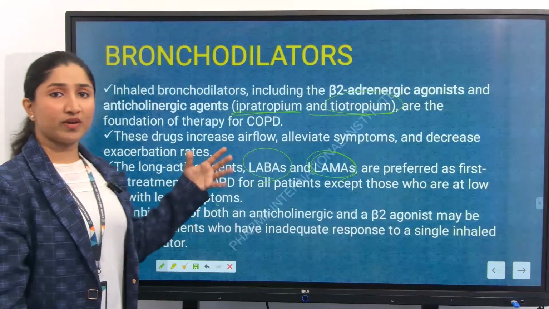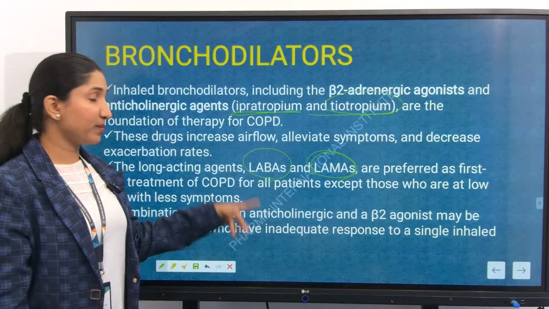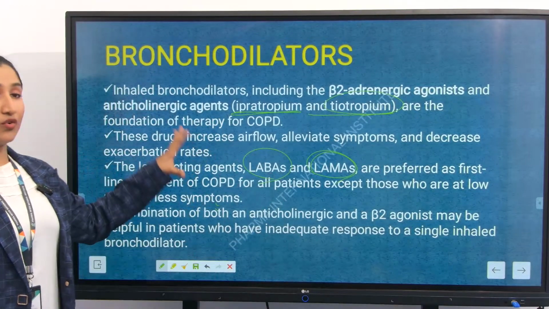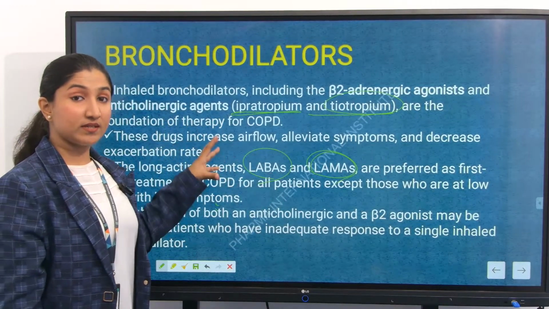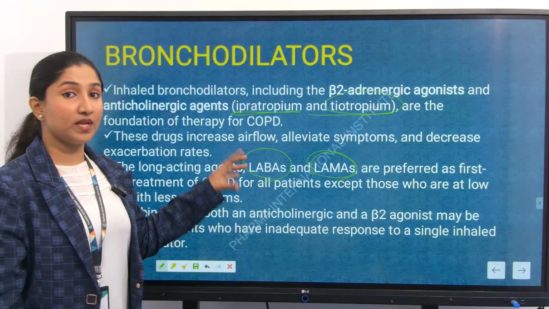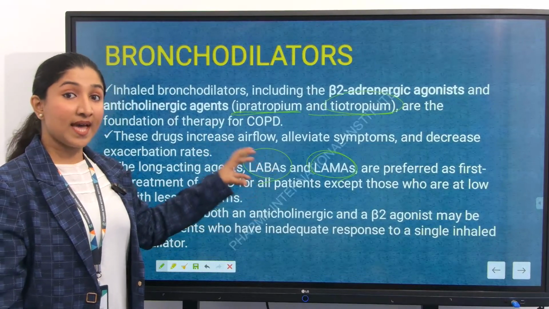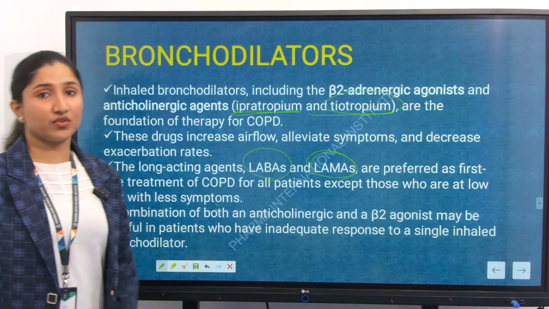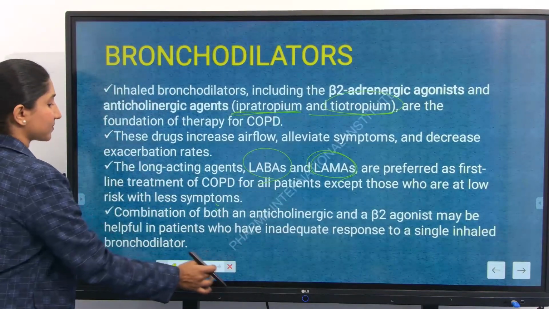So the side effect profile we saw in the case of asthma, in case of beta-2 agonists, as well as the anticholinergic agent. So the mainstay of bronchodilators that have to be used in case of COPD is anticholinergic agents, and especially along with this beta-2 agonist, if you can use, you can get a better relief of the symptoms.